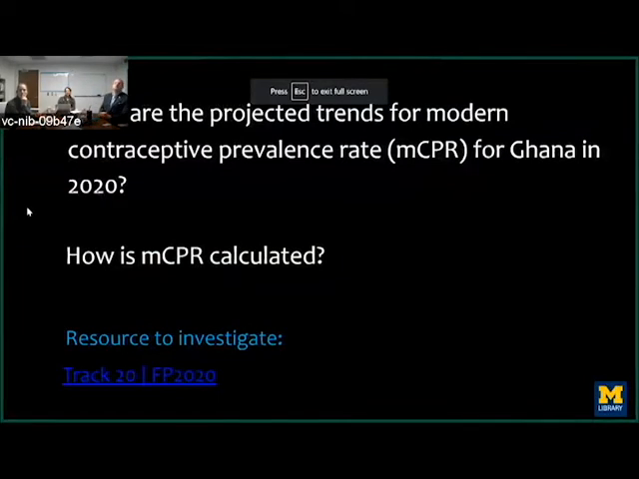So I'm just going through these screenshots I have. Many of you have used Track 20, and so this may be a review for you. But one question I have here, and this is the type of question you might answer through Track 20. There's so many great very specific family planning conceptual information sources here. My question is, what are the projected trends for MCPR for Ghana in 2020? And also, this is important, how is it calculated? We don't use numbers without understanding what's behind them.